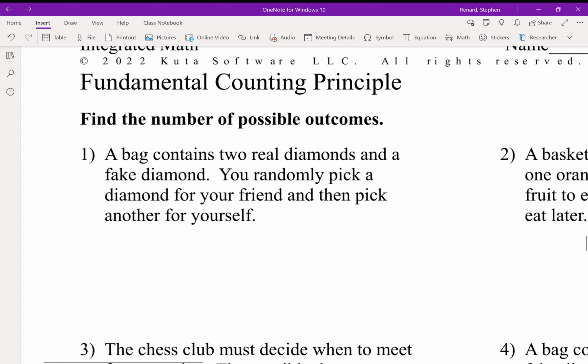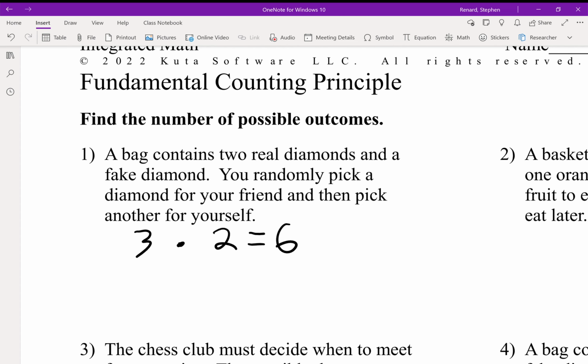So a bag contains 2 real diamonds and a fake diamond. You randomly pick a diamond for your friend and then pick another for yourself. Now here's the thing. Whether or not the diamond is real or not is irrelevant. What we need to know, though, is that when you reach in and grab it, there are 3 choices that you can grab. When you grab the second time, there are 2 choices. So there are a total of 6 possible choices.